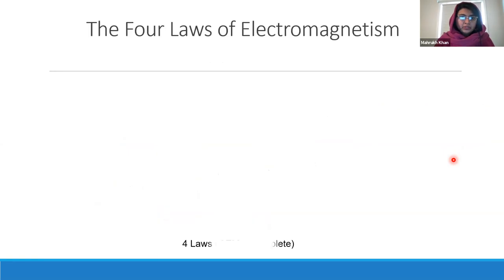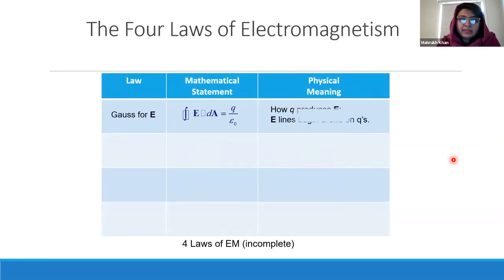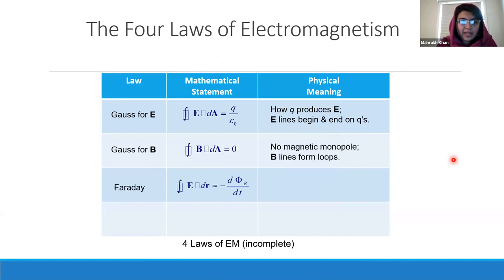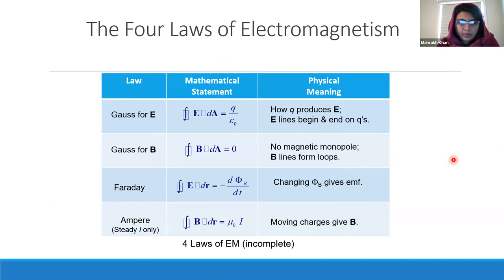Okay. So what I was trying to say is that we are summarizing these four laws. Gauss's law is saying how charge Q produces E, and E lines begin and end on charges. But Gauss's law for B says there are no magnetic monopoles, so B lines form loops, starting and ending in themselves. Faraday is saying a changing magnetic flux gives electromotive force, that is, electric voltage. And Ampere, we did not include Ampere-Maxwell, but it's the same: moving charges produce B, right?